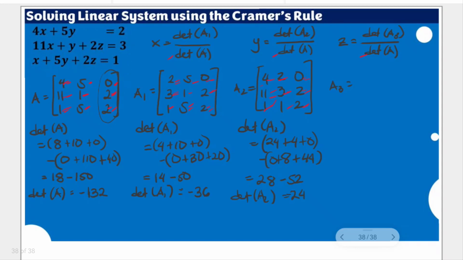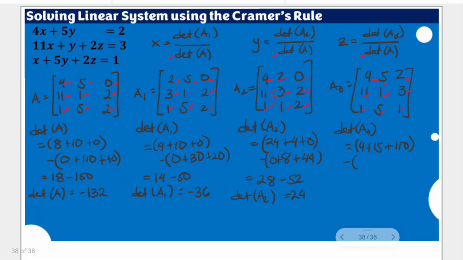And last, for A sub 3, which corresponds to z, we change all the coefficients of z with the constants here. So your first column is still 4, 11, and 1. Your second column, 5, 1, 5. Your third column, instead of 0, 2, 2, you will have 2, 3, and 1. So the determinant of A sub 3 is equal to 4 times 1 times 1, that's 4. Next, 5 times 3 times 1, that's plus 15. Next, 2 times 11 times 5, that's 110. And then minus all these results.